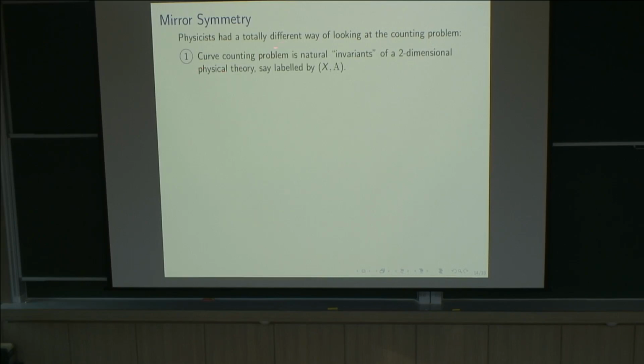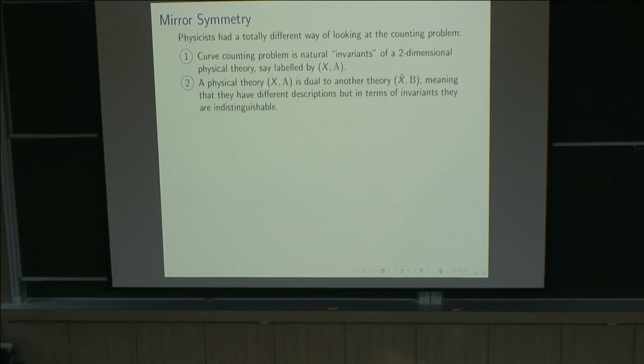The curve counting problem that we discussed can be understood as an invariant of some physical theory, what is called the correlation function of a quantum field theory. Let's say the labeling of the theory is X, A. But physicists have reason to believe that this X, A is dual to another theory called X check, B. And by dual, I mean they have different descriptions, so they look different, but their invariants, or correlation functions, should be the same.